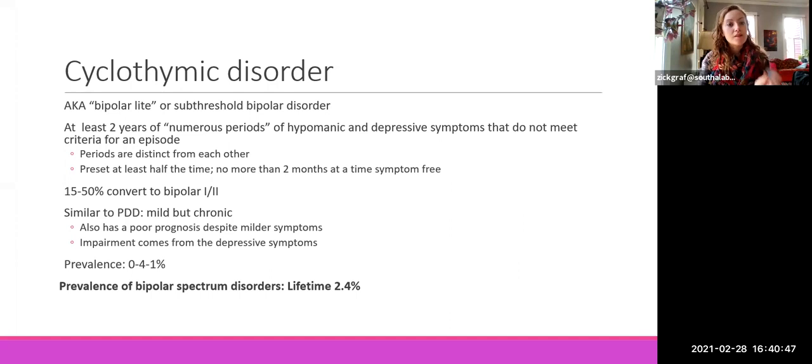The prevalence of cyclothymic disorder is also low. It's a little bit higher actually than the prevalence of either of the bipolar 1 or 2 disorders. Overall, the lifetime prevalence of bipolar spectrum disorders is in the 2% range. And the important thing is that this is way lower than the lifetime prevalence of major depressive disorder.